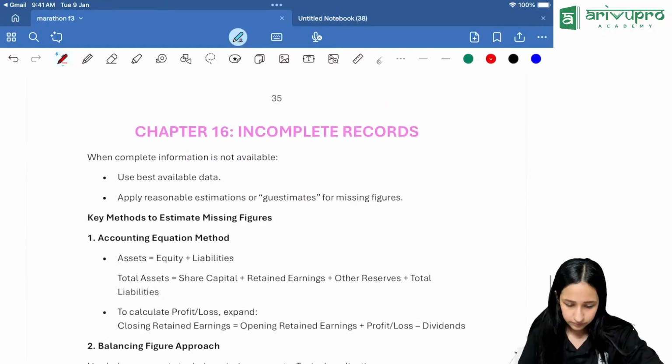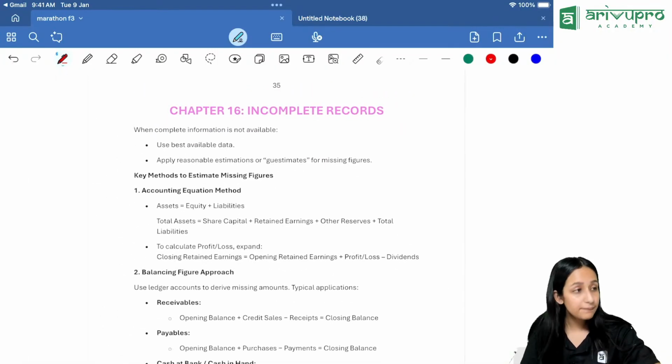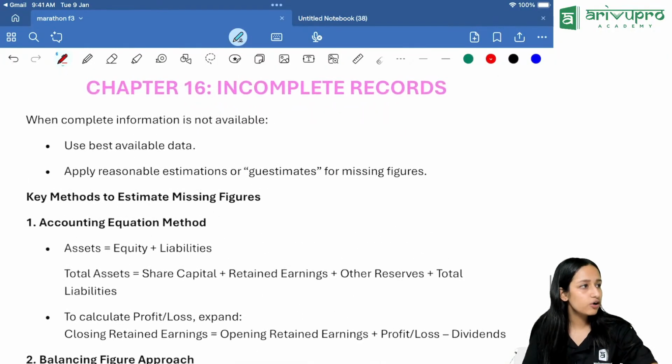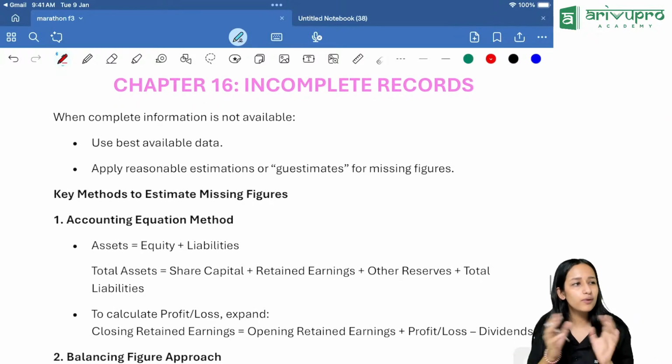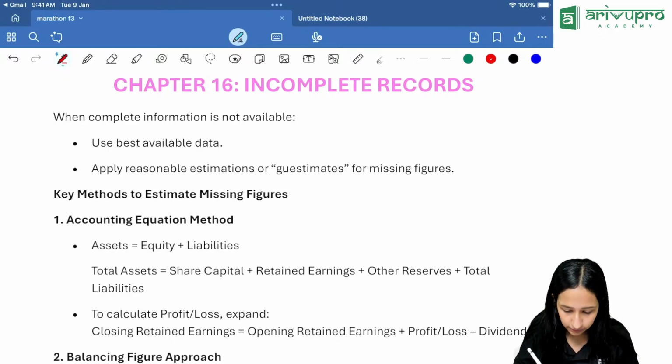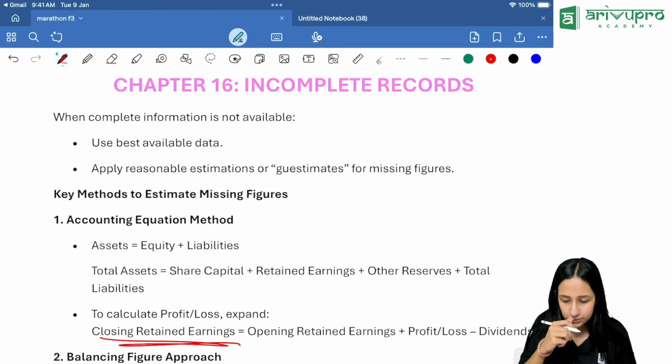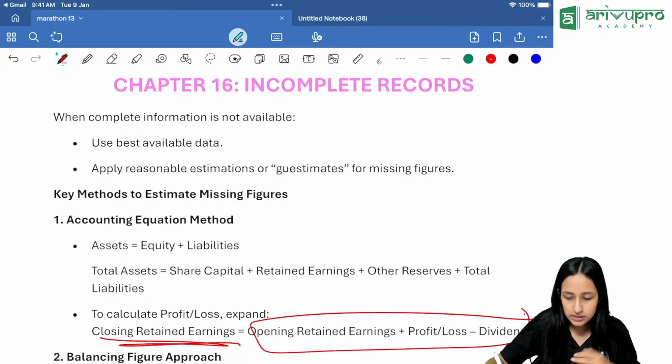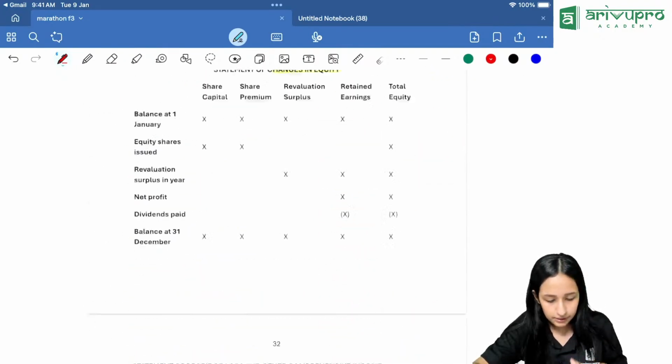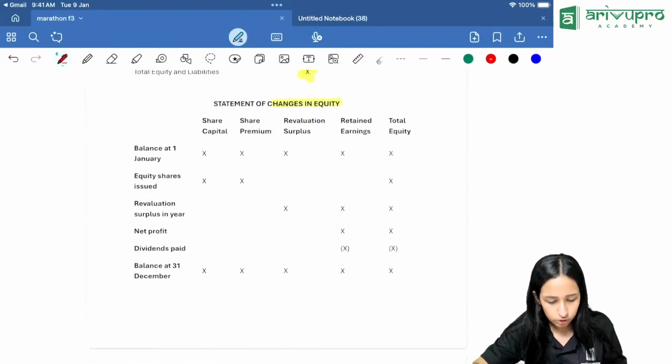Okay. Next, chapter number 16, incomplete records. What is incomplete records? Sometimes there could be 1 or 2 things missing. In such a scenario, you will use these small formulas, like I was telling you about the retained earnings, closing retained earnings you calculate. This is the formula. You don't have to remember it here. You can even figure it out through this particular table.